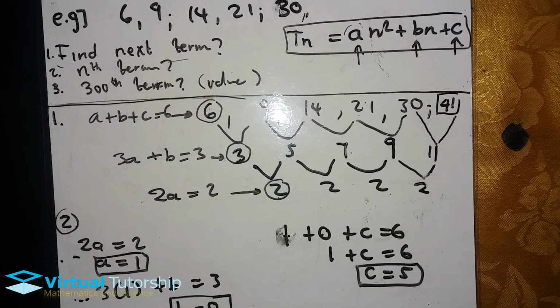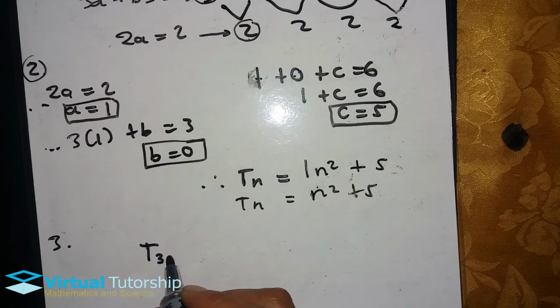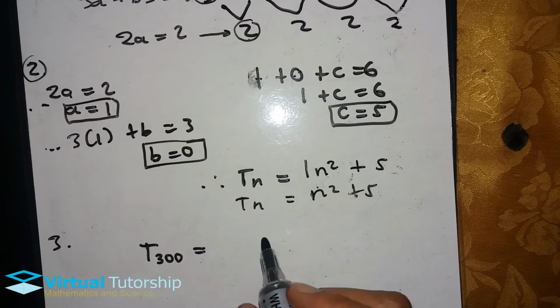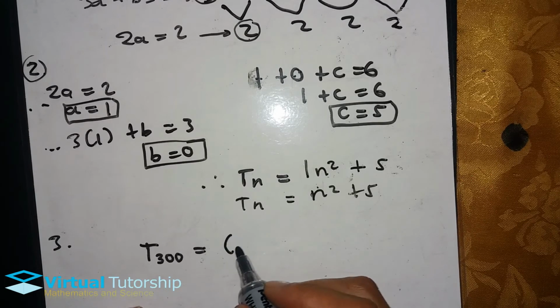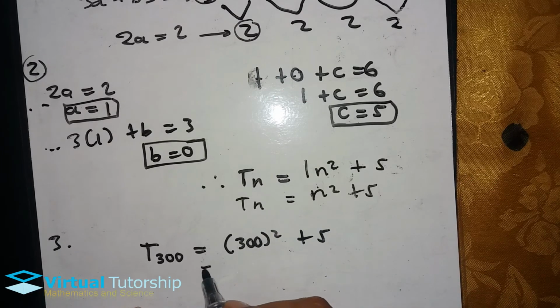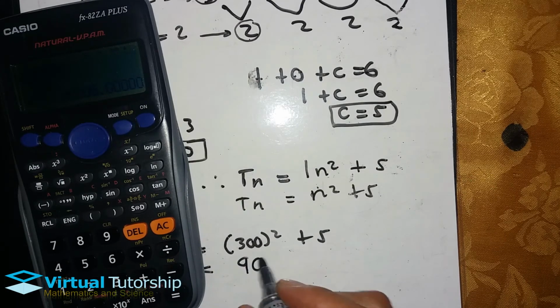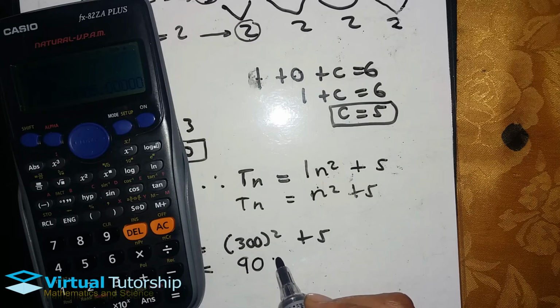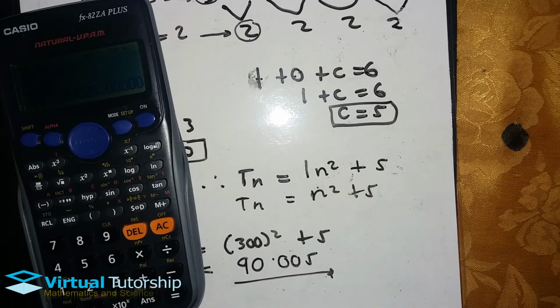The third question, it is to find the 300th term. So in other words, we want t 300. T 300 is going to be equal to, where n is, I substitute 300: 300 squared plus 5, I get 90,005. So the 300th term is equivalent to 90,005.